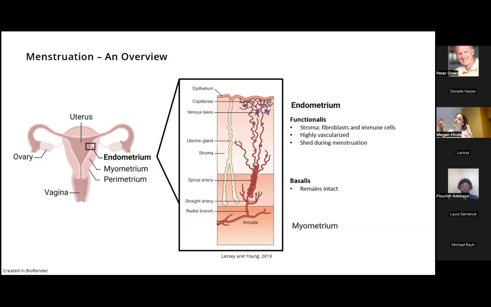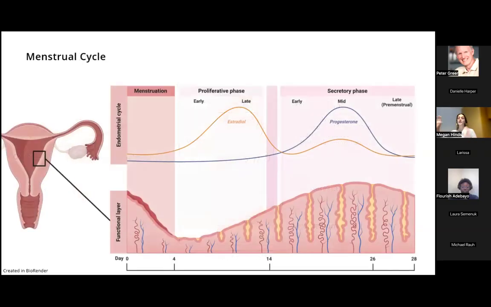By and far, the vessel that is most widespread throughout the functionalis is going to be those spiral arteries, especially towards the secretory phase. The reason they're called spiral arteries is because once we get into the secretory phase, this tissue will actually stop growing, obviously. But the vessels don't. They just continue to grow until they start to coil in on themselves because they're outgrowing the tissue that they're in.